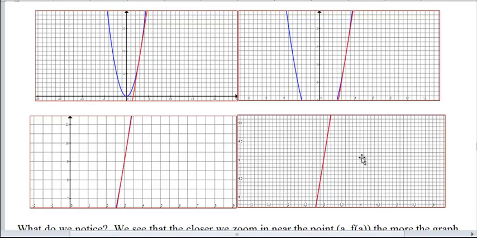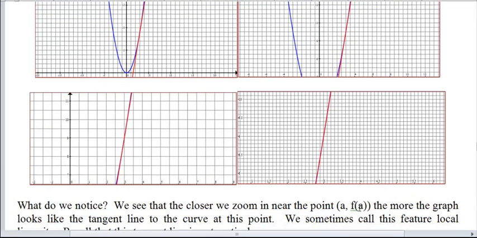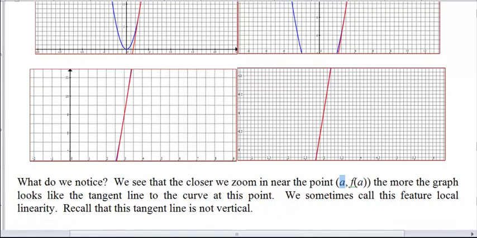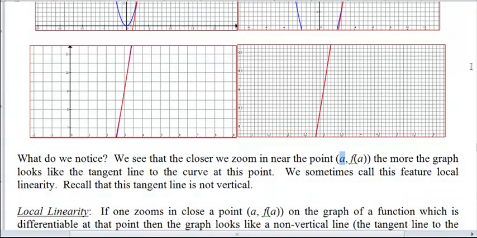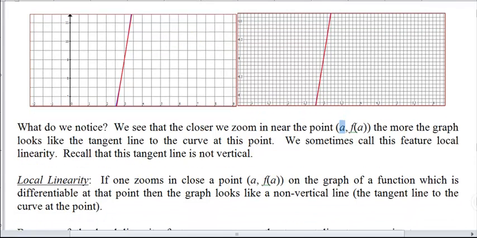Okay, this always happens if you have differentiable functions. When you zoom in close to them, they look like the tangent line. They look like a non-vertical line, because remember, tangent lines are not vertical. So they look like a non-vertical line if you zoom in close enough to them. If you zoom in near the point (a, f(a)), the graph looks more and more like the tangent line. Sometimes we call this feature local linearity.